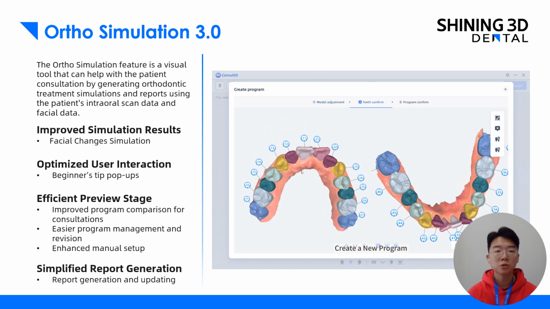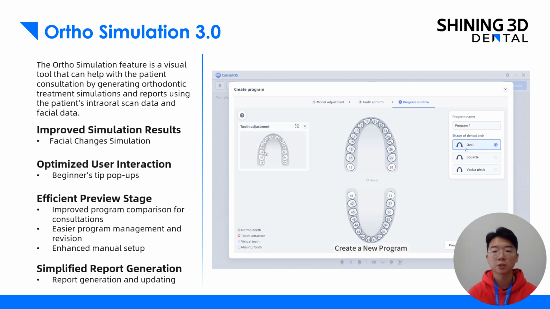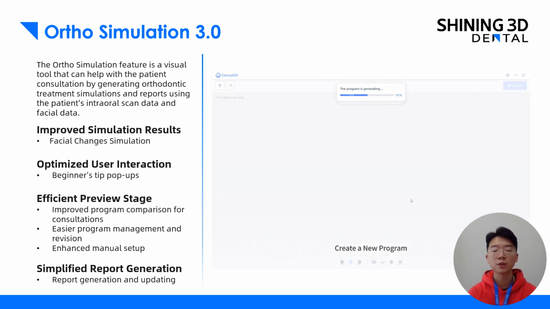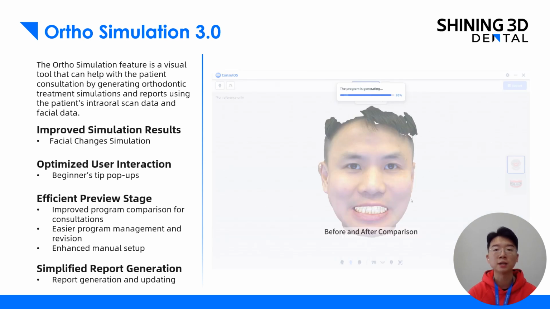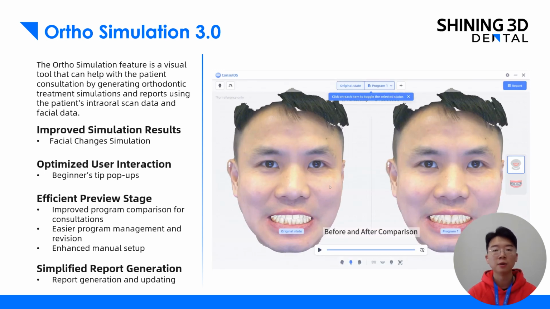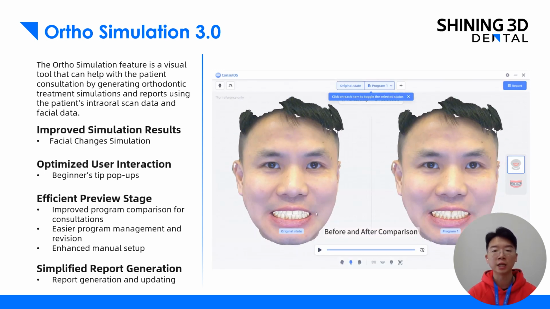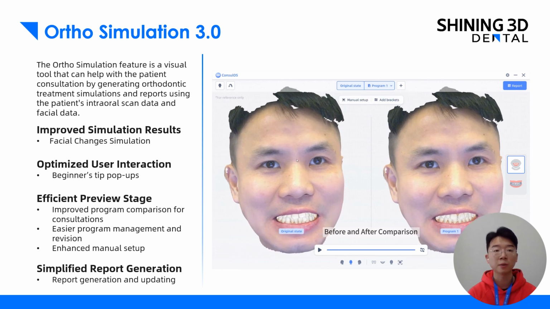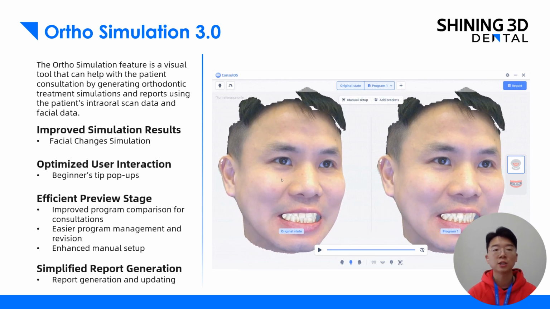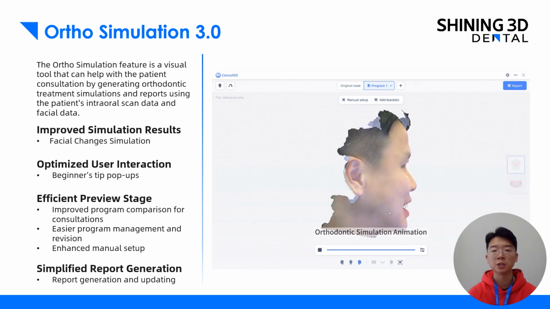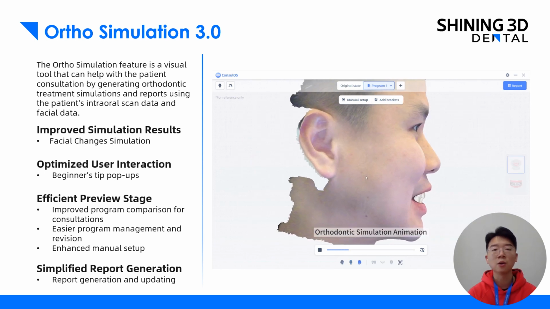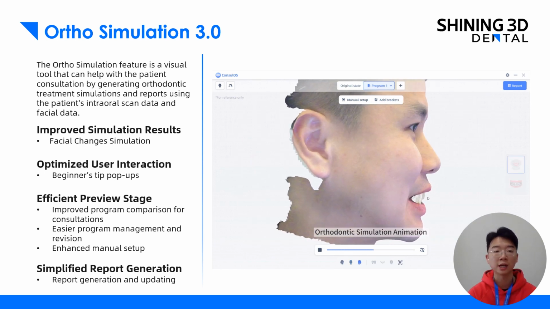About this new module, this Ortho Simulation 3.0, compared to the old version, we improved the simulation results. In the old version, we can only view the changes made by the software in our intraoral scan data. But now, besides the changes in intraoral scan data, we can also see the facial changes simulation along with the intraoral scan data as well.